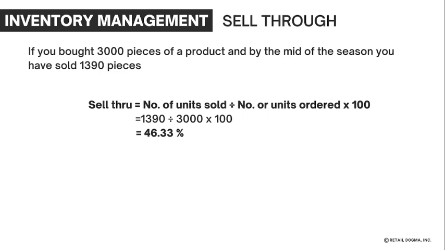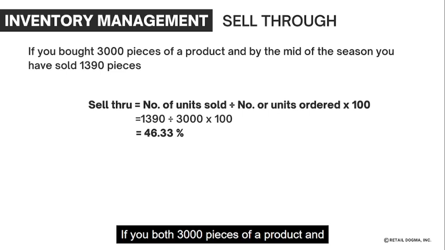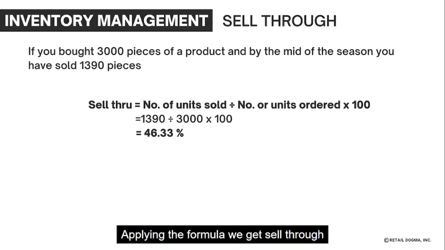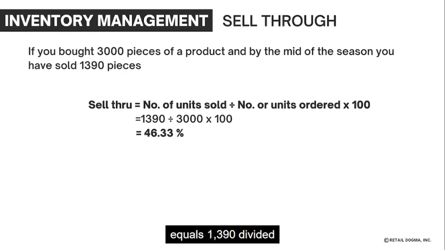For example, if you bought 3,000 pieces of a product and by the mid of the season, you have sold 1,390 pieces. Applying the formula, we get sell-through equals 1,390 divided by 3,000 multiplied by 100. This will give us a 46.33%.